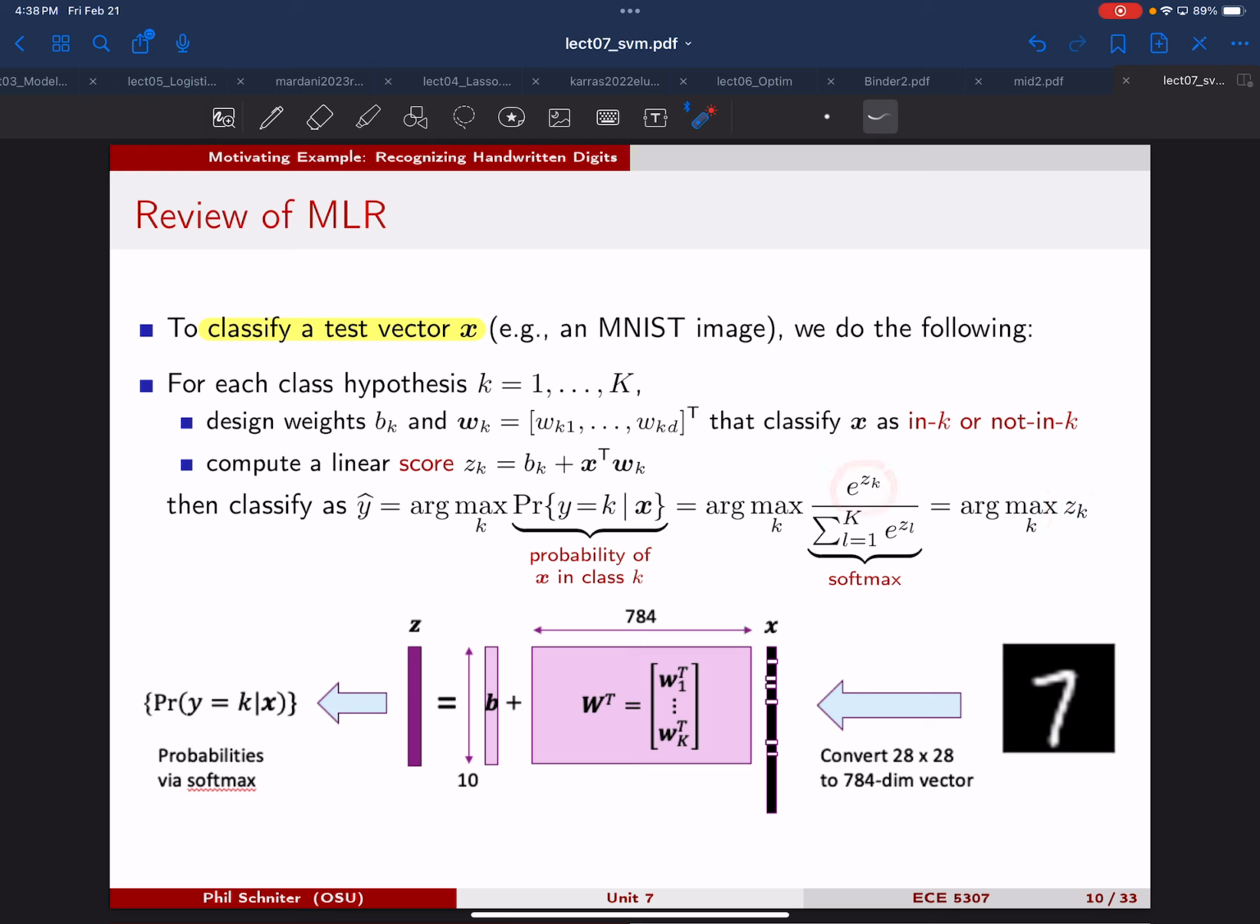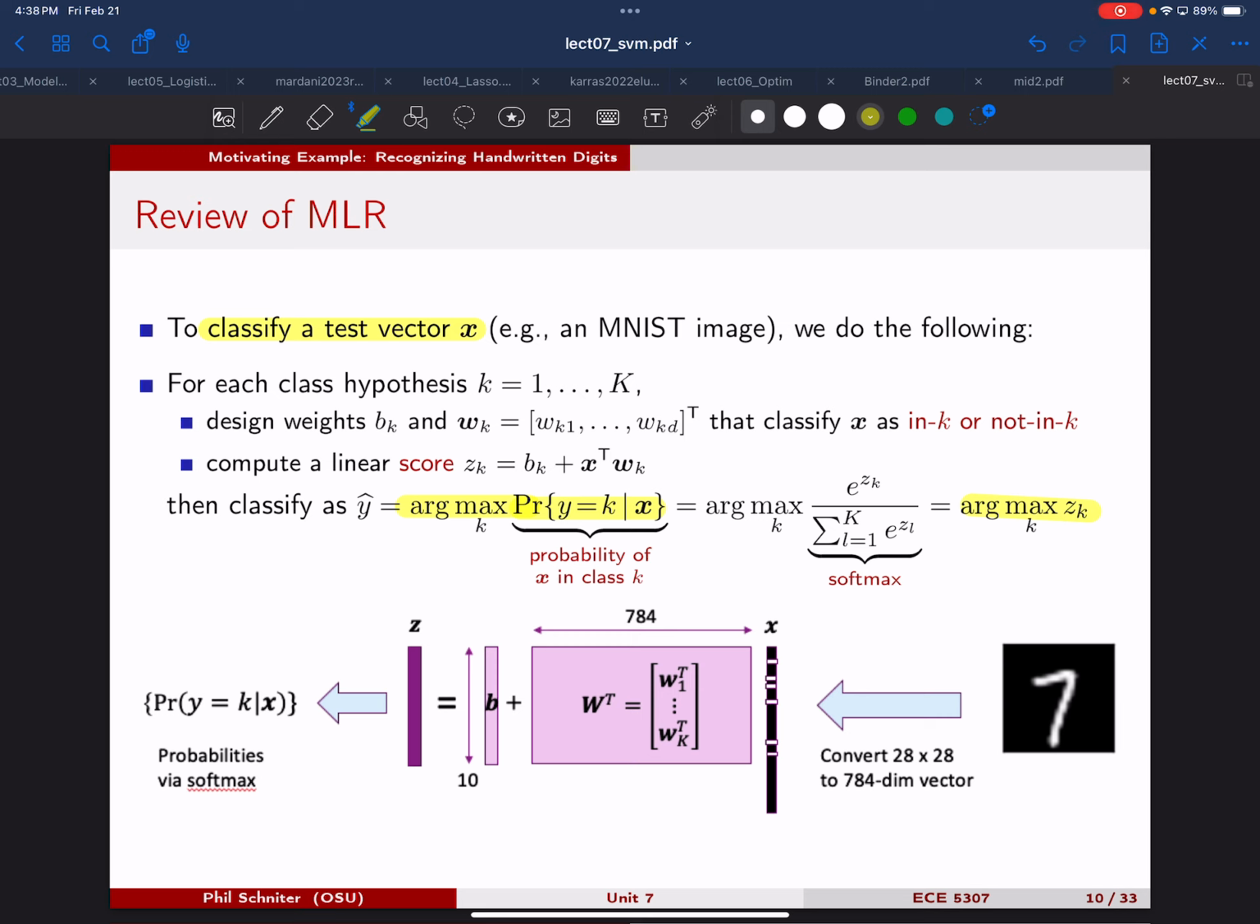Exponentiating it doesn't really change anything about which is the maximizer. So as we know, we can think about maximizing the probability, or we could just think about maximizing the score. Either of them, they're both basically equivalent. So this is just a recap of what we do in MLR.